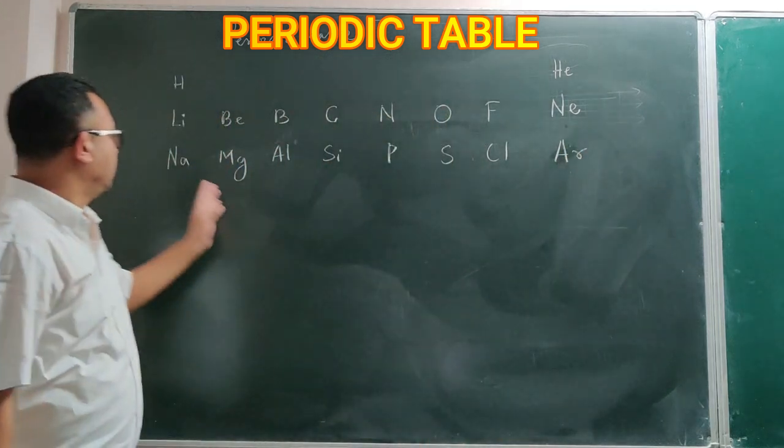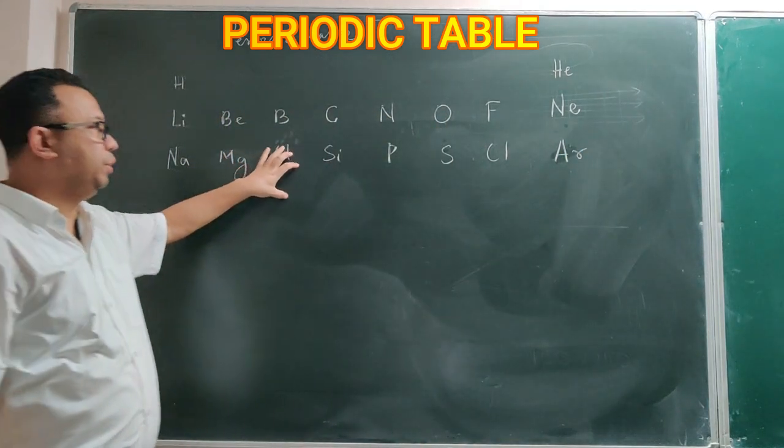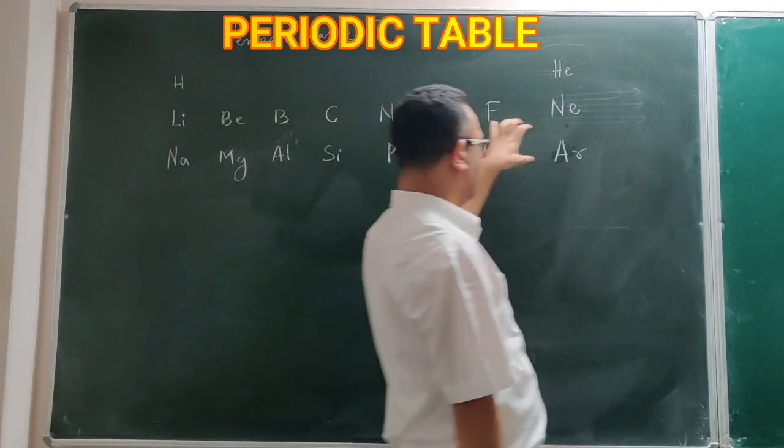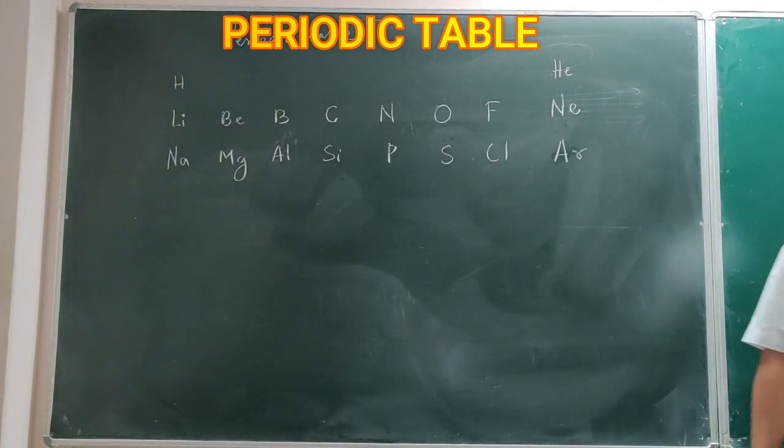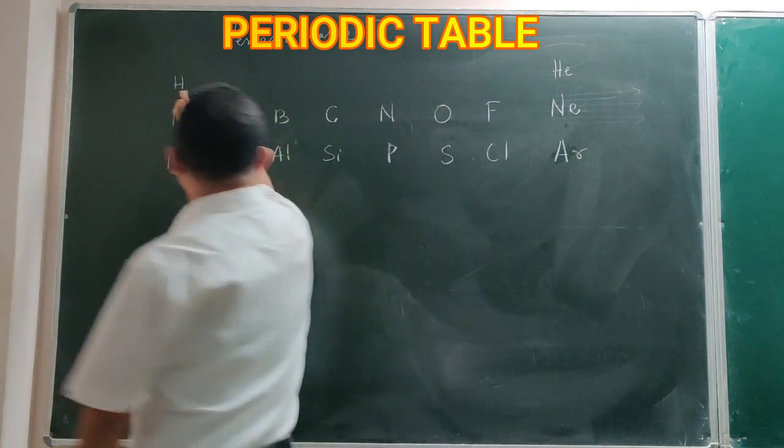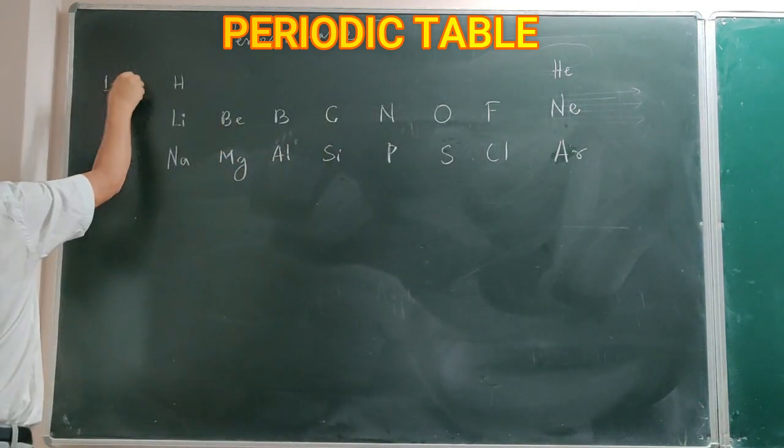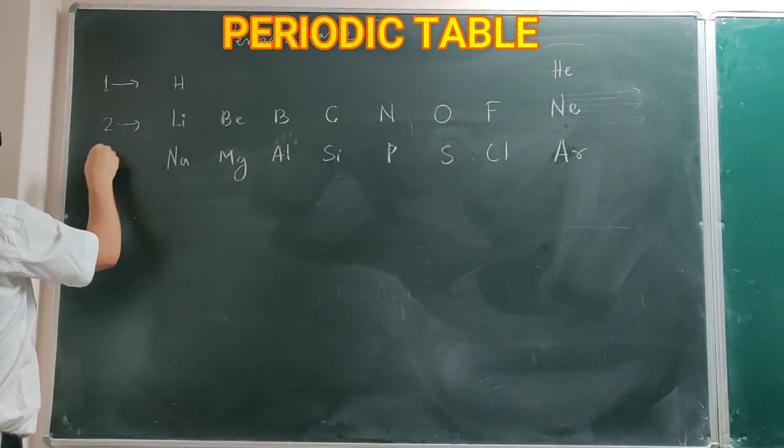There you are. Sodium, magnesium, aluminium, silicon, phosphorus, sulfur, chlorine, argon. Now this is your first period, period 1. This is your period 2. This is your period 3.